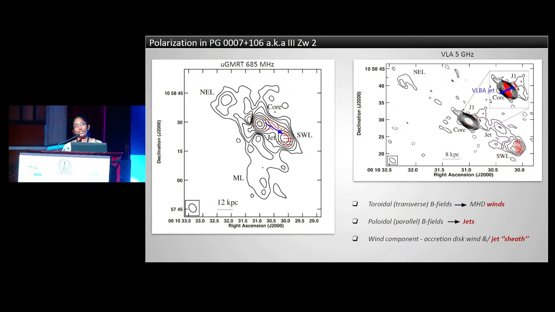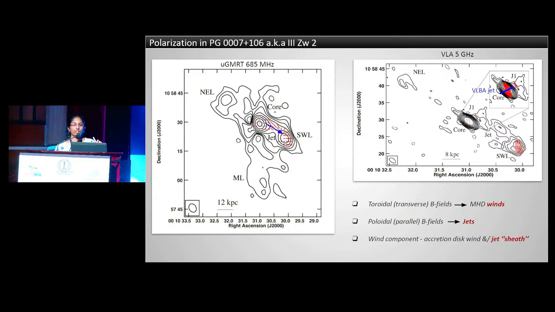But there's also an alternate explanation to these findings, which is the following. In recent works, there is a suggestion that toroidal magnetic fields can thread AGN winds and poloidal magnetic fields can thread AGN jets. So in that case, we cannot rule out the possibility that the transverse magnetic fields we see in the UGMRT image are toroidal fields threading an AGN wind that has been sampled on larger spatial scales by the lower resolution UGMRT image, but not by the higher resolution VLA image. And when we say wind, it could either be an accretion disk wind, or the outer layers of a widened jet like a jet sheath, or even a combination of both.